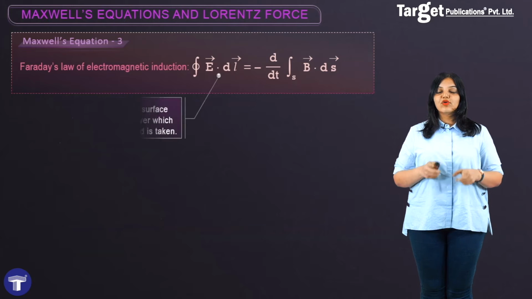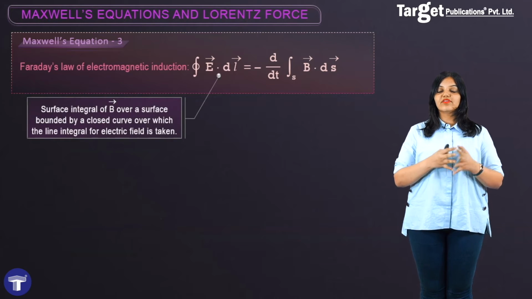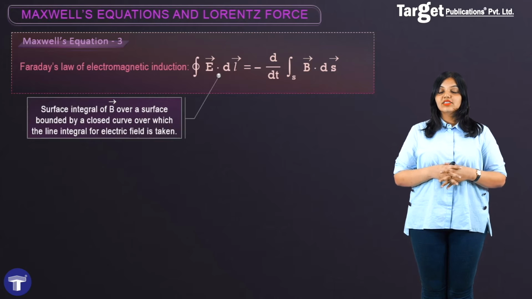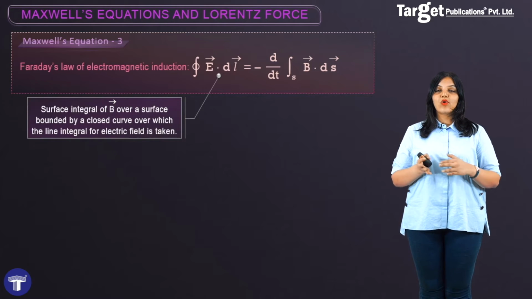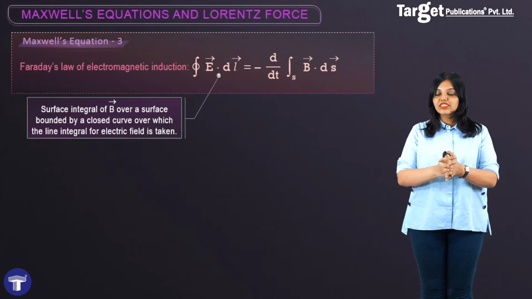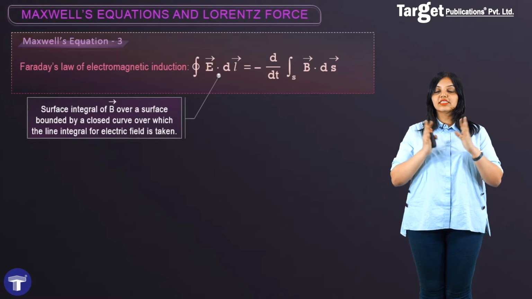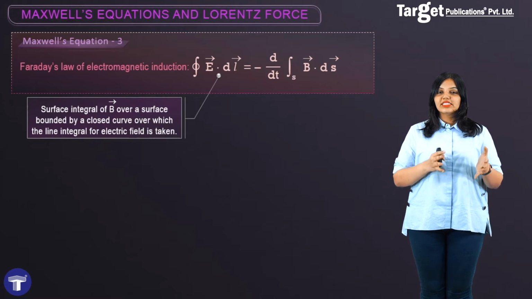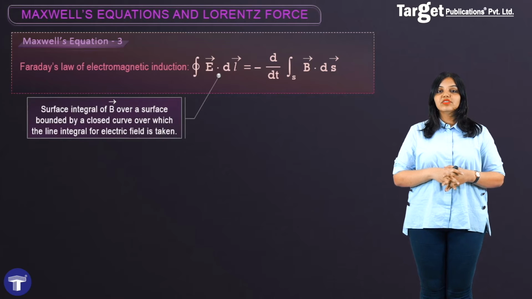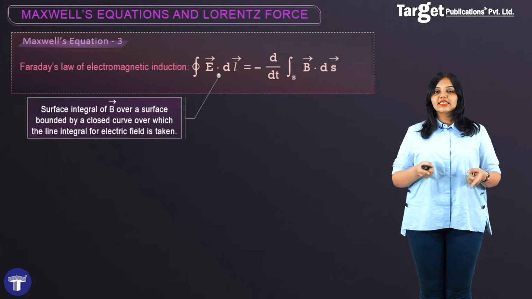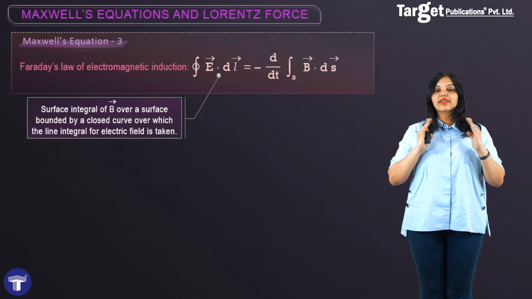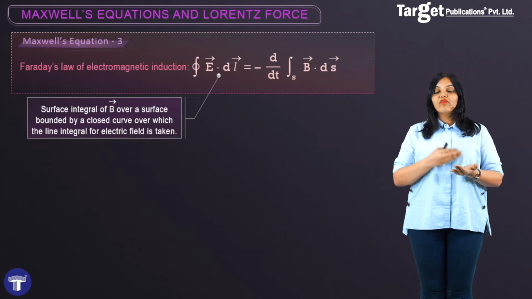If you take a close look at this equation, one side of this equation has nothing but the EMF. That is, E dot dl is nothing but voltage. So on one side you have the induced EMF that we learned in Faraday's experiment, which is found by taking the line integral of the electric field. And this line integral is taken over this curve which encloses the same surface over which you are taking the surface integral on the other side.